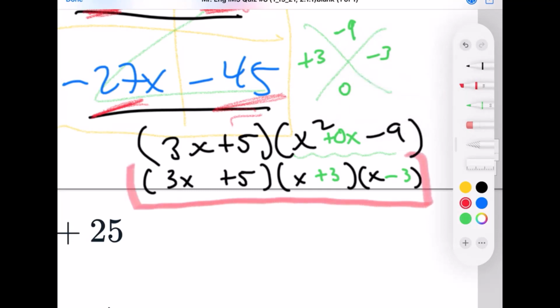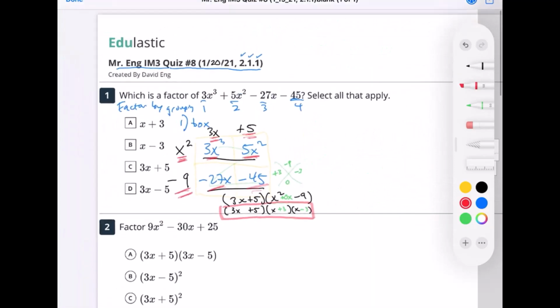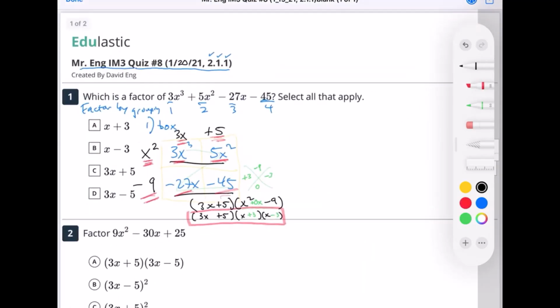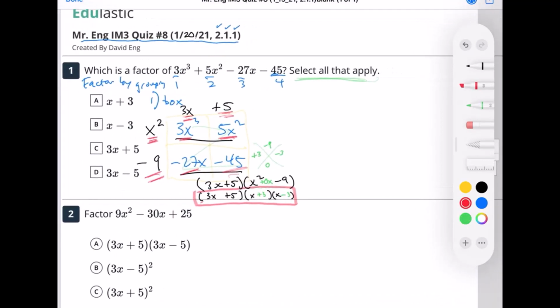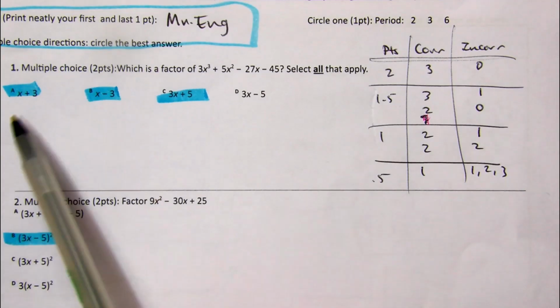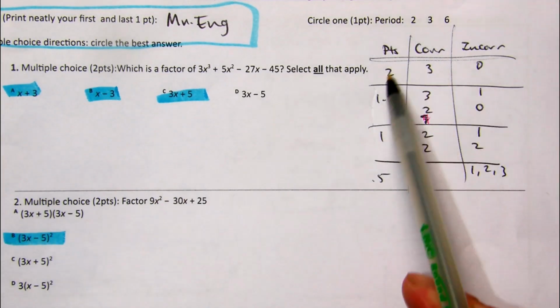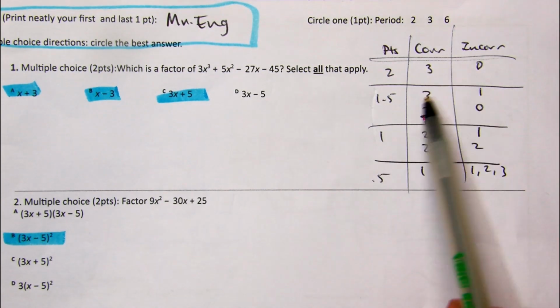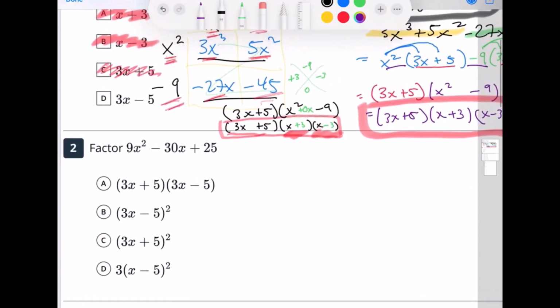So here is my answer. So let's see, this problem says check all that apply, so it can be multiple ones. So 3x plus 5, this would be this one. And x plus 3 would be this one. And x minus 3 would be this one. Based on these answers, this is how many points you were awarded based on how many you got correct and incorrect. All right, let's try number 2.